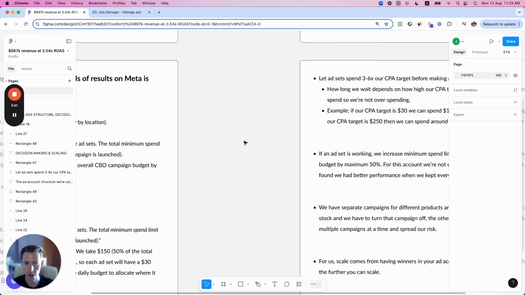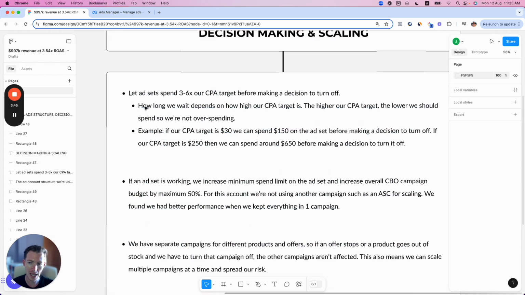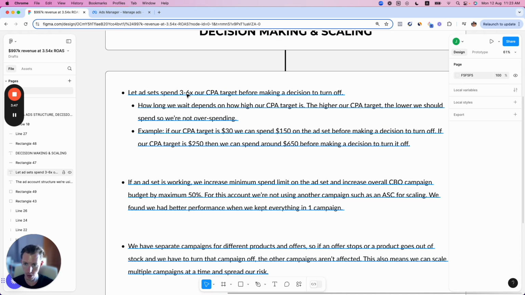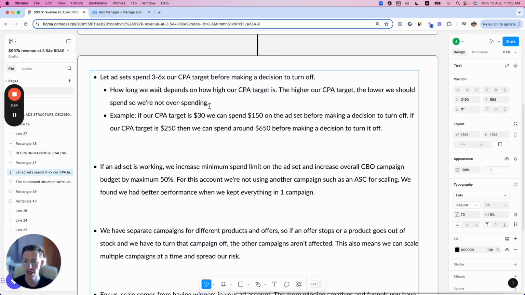Now, going into the decision making and the scaling process. So we let ad sets spend anywhere between 3 to 6x our target CPA before making a decision to turn it off. And how long we wait for this depends on how high our CPA target is, right? The higher our CPA target, the lower we should spend, just so that we're not overspending. So just for an example, if our CPA target is $30, we can spend $150 on the ad set before making a decision to turn it off.